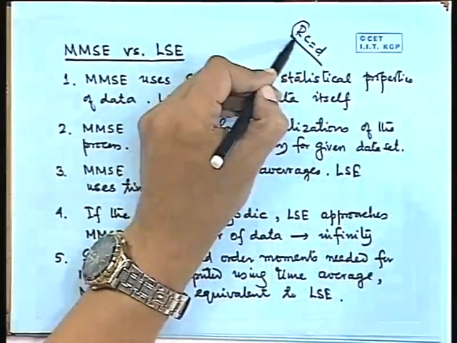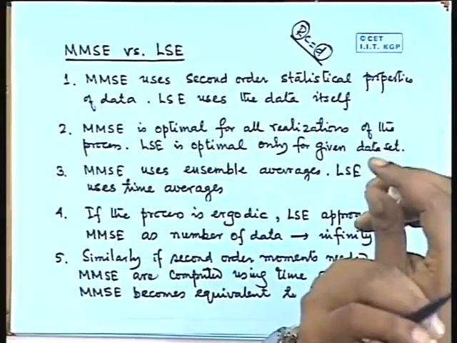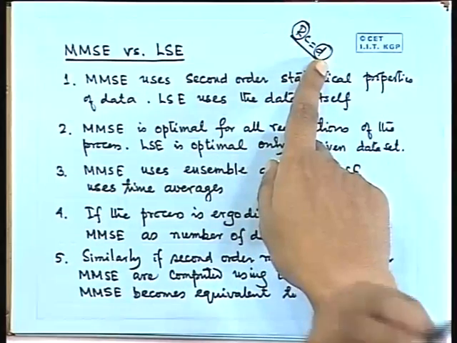So what is R? R is the second order moment of X, the autocorrelation function of X. What is D? D is the cross correlation function between X and Y. So we need to know the cross correlation and autocorrelation functions of the underlying stochastic processes. Without this we cannot find an MMSE.